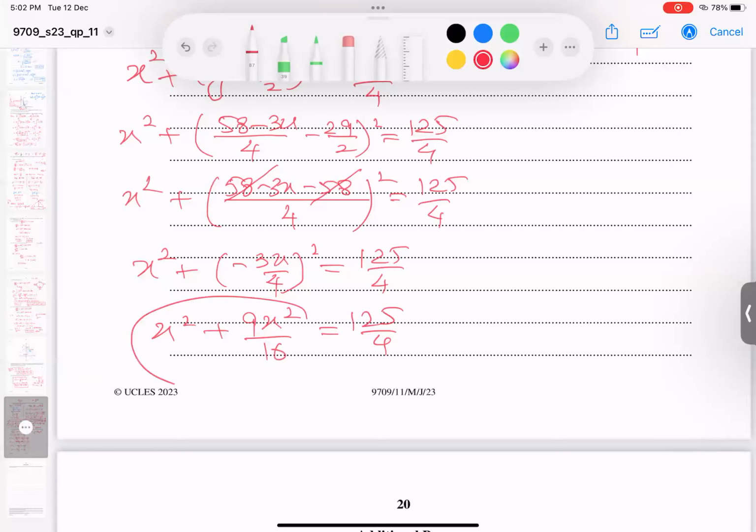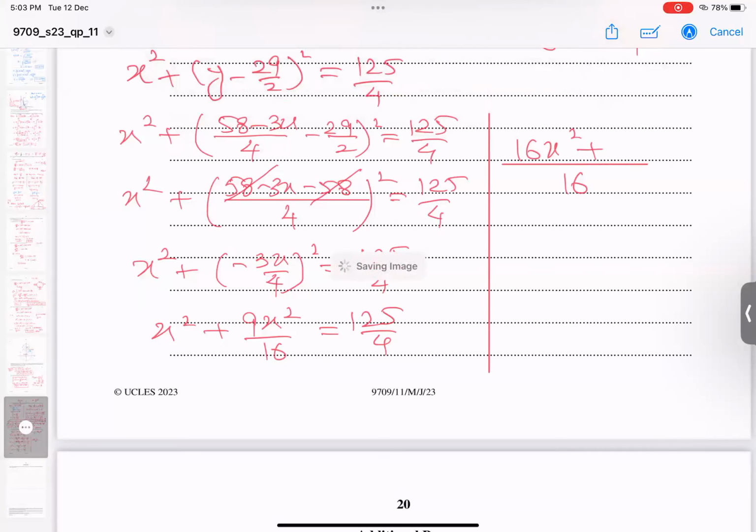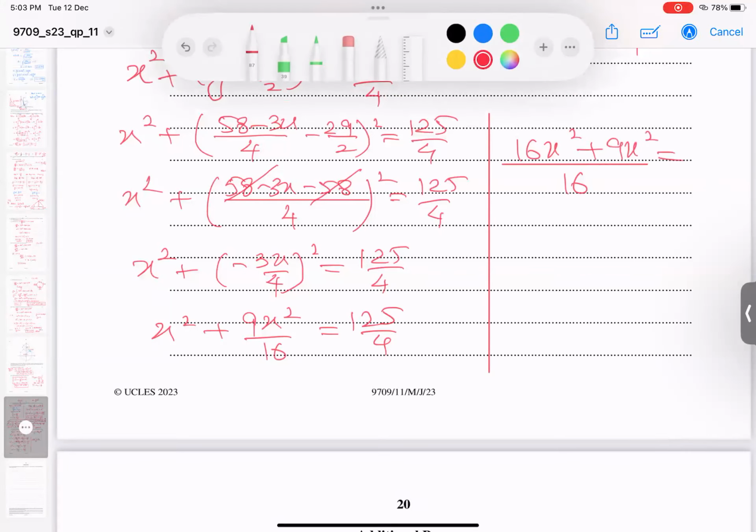So what is this LCM, students? I take LCM here, 16, and 16 into 1 and 16x squared. I believe you're understanding it well up till now. Only lengthy algebra, nothing else. This I get 25x squared, and 16 will go up. So I get what, or I can make it this way. I think I close my answer.